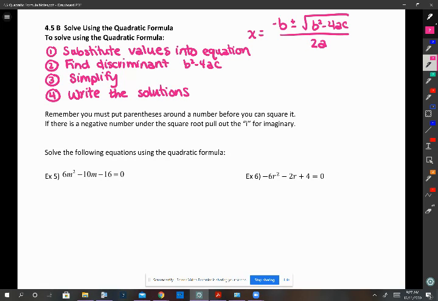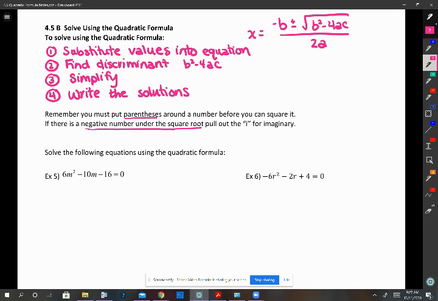Remember to put parentheses around a number before you square it. And if there's a negative number under the square root, then you're going to have an i. All right, and that's the whole two imaginary solutions. So as we do this again, we're going to plug it into the formula. If you can simplify, I usually do that first.